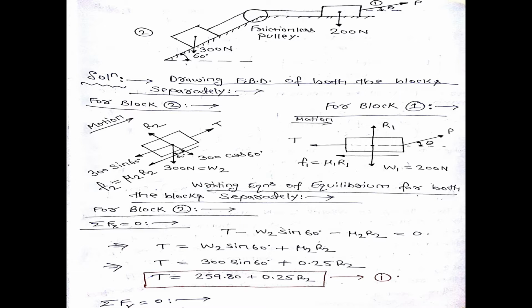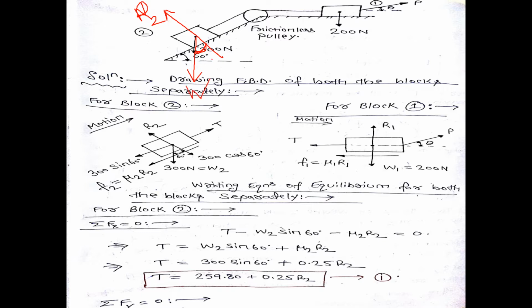Okay, fine. Again the same process. Let us draw the FBD of both the blocks separately. For block number 2, weight of the block, that is 300 Newton, acting vertically downward. Now this block is in contact with this inclined plane, so this inclined plane will give a normal reaction R2. If this angle is 60 degree, definitely this angle will also be 60 degree by geometry.